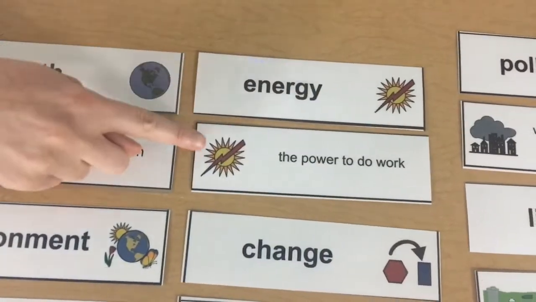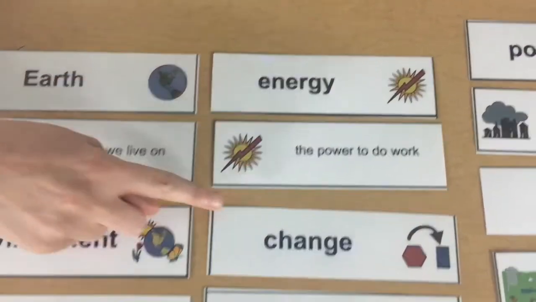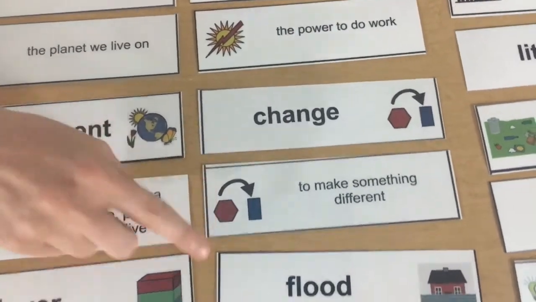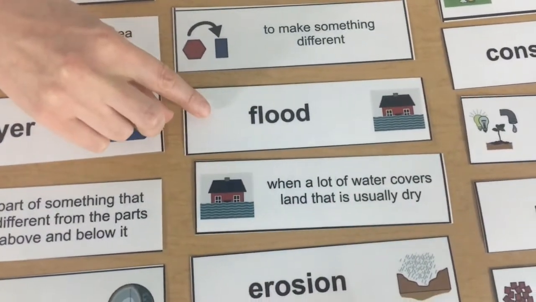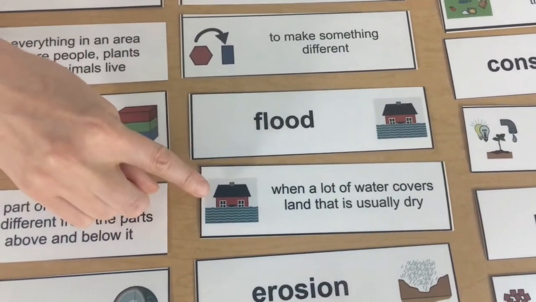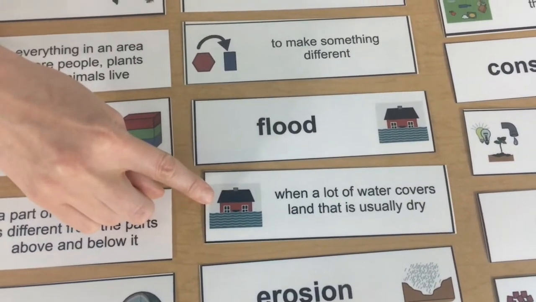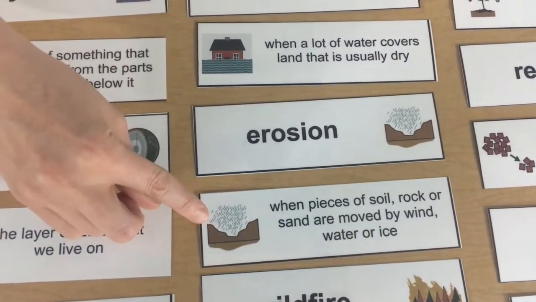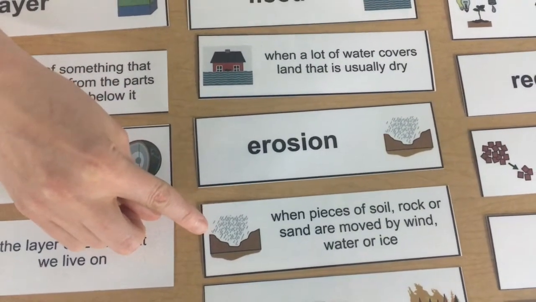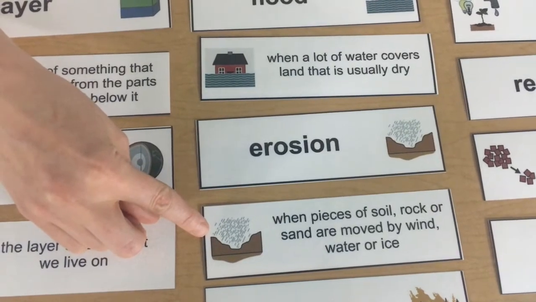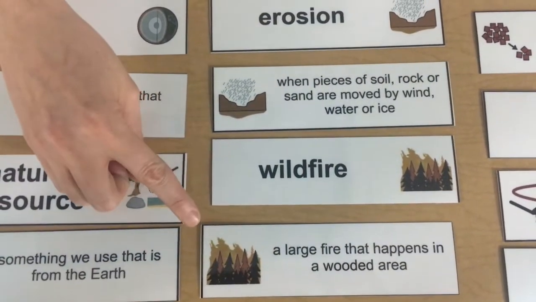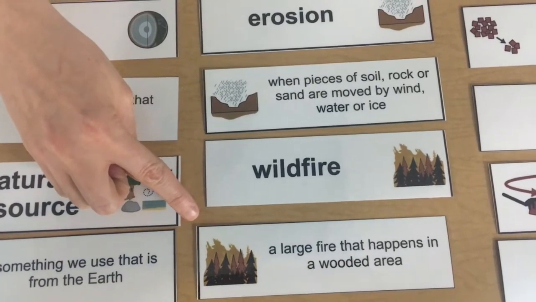Energy. The power to do work. Change. To make something different. Flood. When a lot of water covers land that is usually dry. Erosion. When pieces of soil, rock, or sand are moved by wind, water, or ice. Wildfire. A large fire that happens in a wooded area.